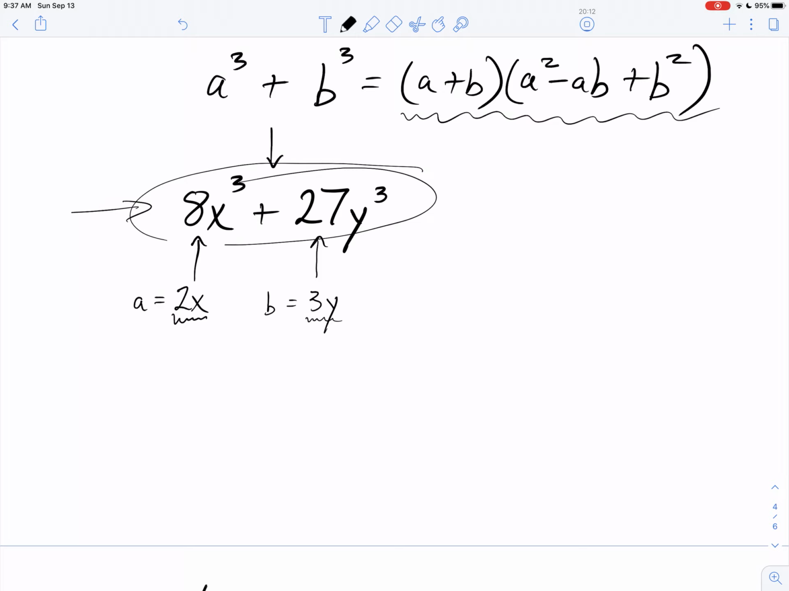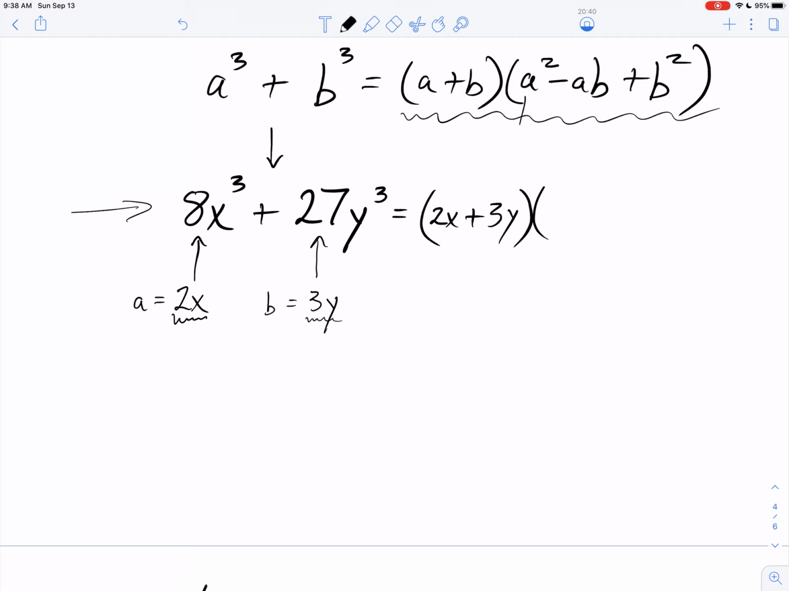And let's not mess it up, because it's easy to mess some of this stuff up. I'm going to get rid of this big circle, though. Get it out of my way. And I'm going to say, instead of a plus b, I'm going to say 2x plus 3y. And instead of a squared, what do you think? If you say 2x squared, you're wrong. Remember, if you're going to square whatever a is, you're going to get 4x squared. Watch out. That's the biggest mistake people make.